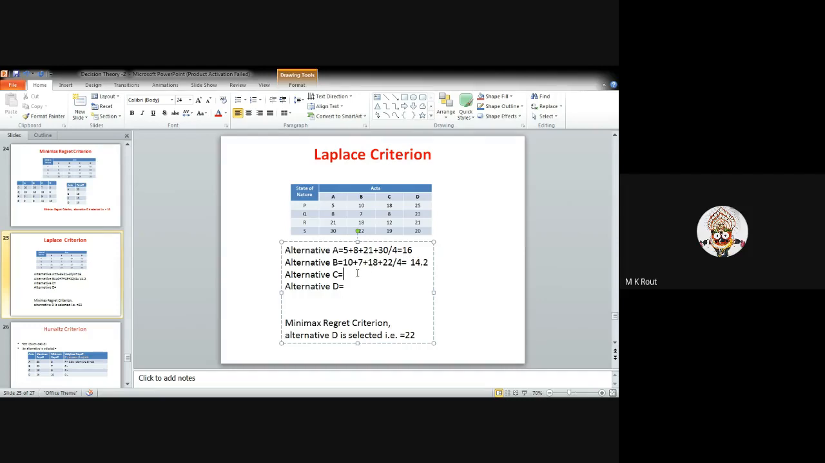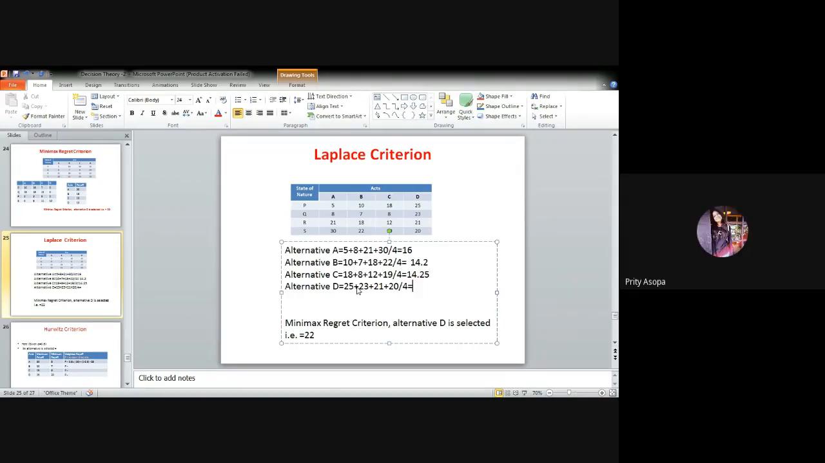Moving to the next one. 18 plus 8 plus 12 plus 19 divided by 4. How much? So 14.25. Next one. In case of B alternatives, that is 25 plus 23 plus 21 plus 20 divided by 4, equals how much? 22.25.